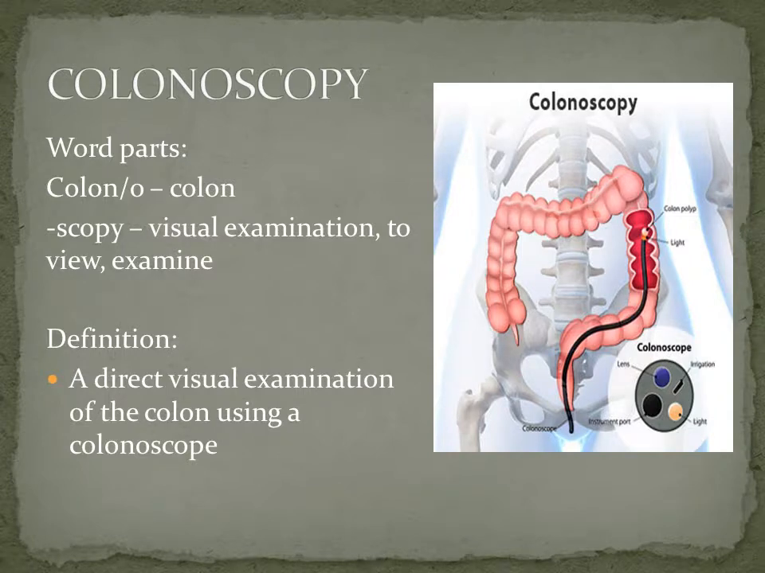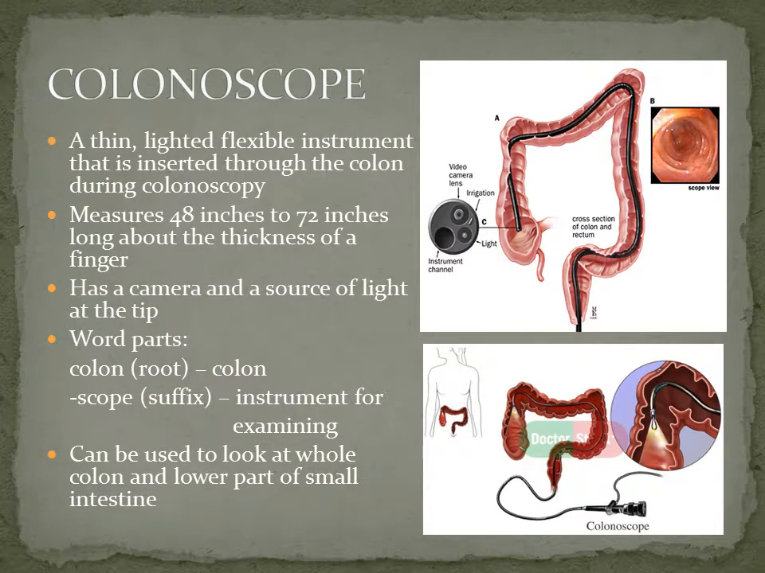Colonoscopy is a test that allows the doctor to look at the inner lining of the colon. Colonoscopy is the visual examination of the colon using a colonoscope. A colonoscope is a thin, flexible tube that ranges between 48 inches to 72 inches long, about the thickness of a finger with a camera and a source of light at its tip. The colonoscope can be used to look at the whole colon and the lower part of the small intestine.